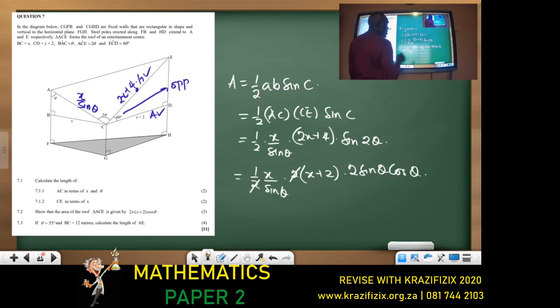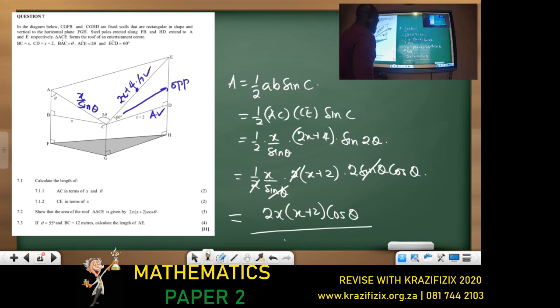That 2 can take that 2 out. That sine can take that sine out. What do we have? X times 2 would be 2x into bracket x plus 2, and we have cos theta remaining. This is absolutely beautiful. Absolutely beautiful. So you need to know your area rule.